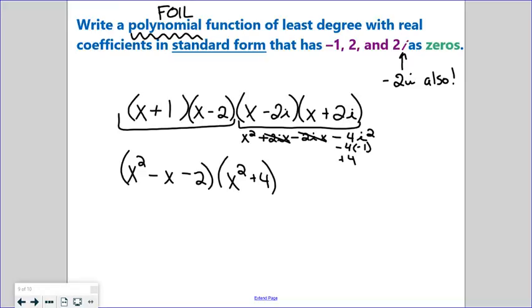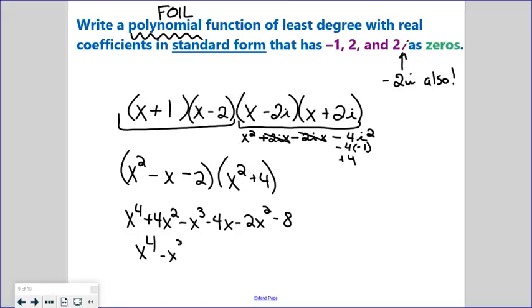Not done. FOIL one more time. Take each of these terms and distribute it through. So taking the x squared distributed through would give me x to the 4th plus 4x squared. Take the negative x through. Take the negative 2 through. Combine my like terms. And call it a day.